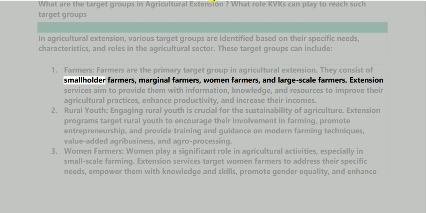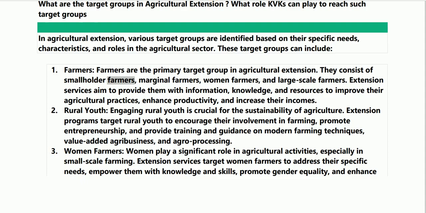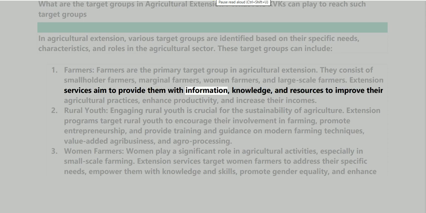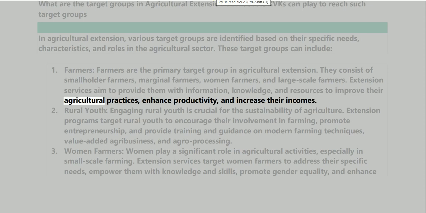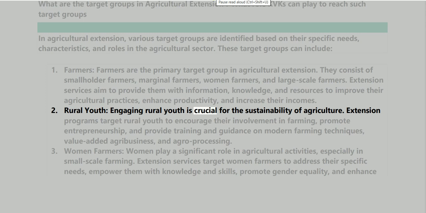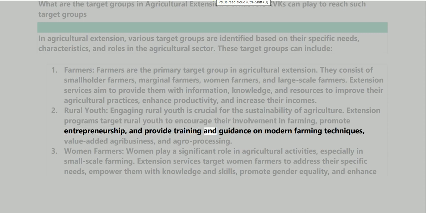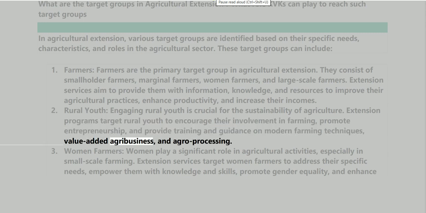They consist of smallholder farmers, marginal farmers, women farmers, and large-scale farmers. Extension services aim to provide them with information, knowledge, and resources to improve their agricultural practices, enhance productivity, and increase their incomes. 2. Rural youth. Engaging rural youth is crucial for the sustainability of agriculture. Extension programs target rural youth to encourage their involvement in farming, promote entrepreneurship, and provide training and guidance on modern farming techniques, value-added agribusiness, and agro-processing.